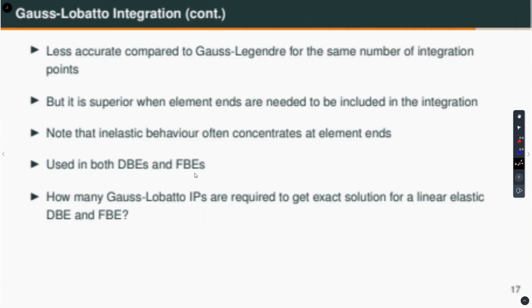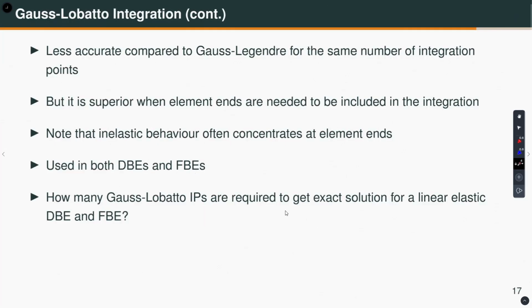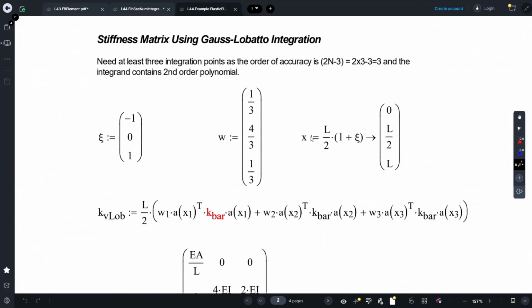Now, if I ask how many Gauss-Lobatto integration points are required to get exact solution for linear elastic displacement based and force based elements, let me show you that. So, this is for the Gauss-Lobatto. Okay. So, I need at least 3. Why 3? Because the order of accuracy is 2n minus 3. So, if I take 2, 2 2s are 4 minus 3 is only 1. So, 2 integration points will give me exact solution for first order polynomial, but I have second order polynomial. Therefore, I need to use at least 3 integration points. So, then I can get exact solution up to third order, but we have second order, which is fine.